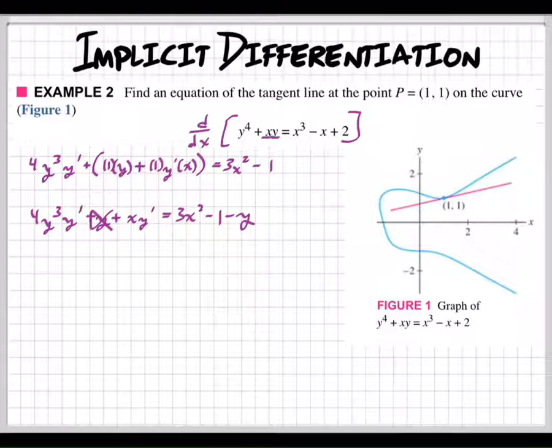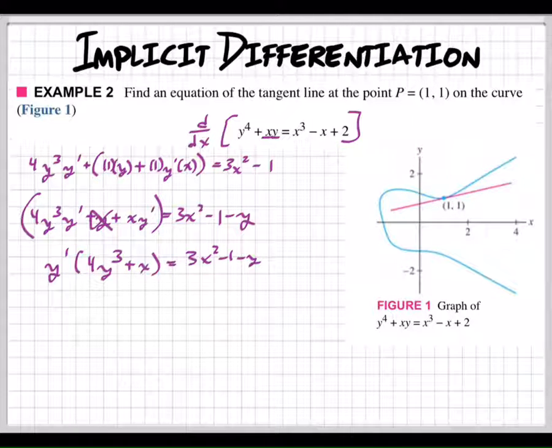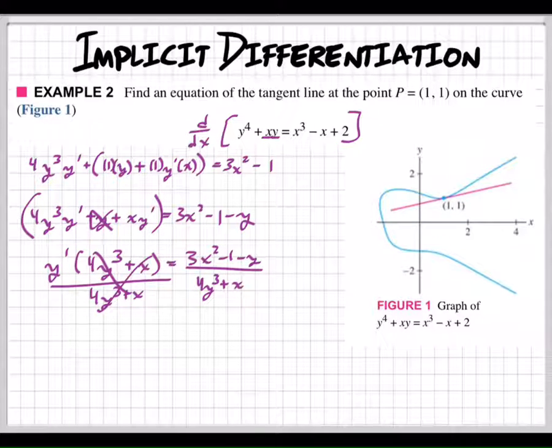Okay, did your group say anything like factor or divide? Okay, there we go. I mean, in Algebra 1, we would say you're factoring out the y prime. So, if I factor out y prime, I get 4y to the third plus x. The other side, I have 3x squared minus 1 minus y. So, how do I get the y prime alone now? I just have to divide this. Peace out. 4y to the third plus x. Okay, there you have it. Y prime is all alone. This is our derivative function.